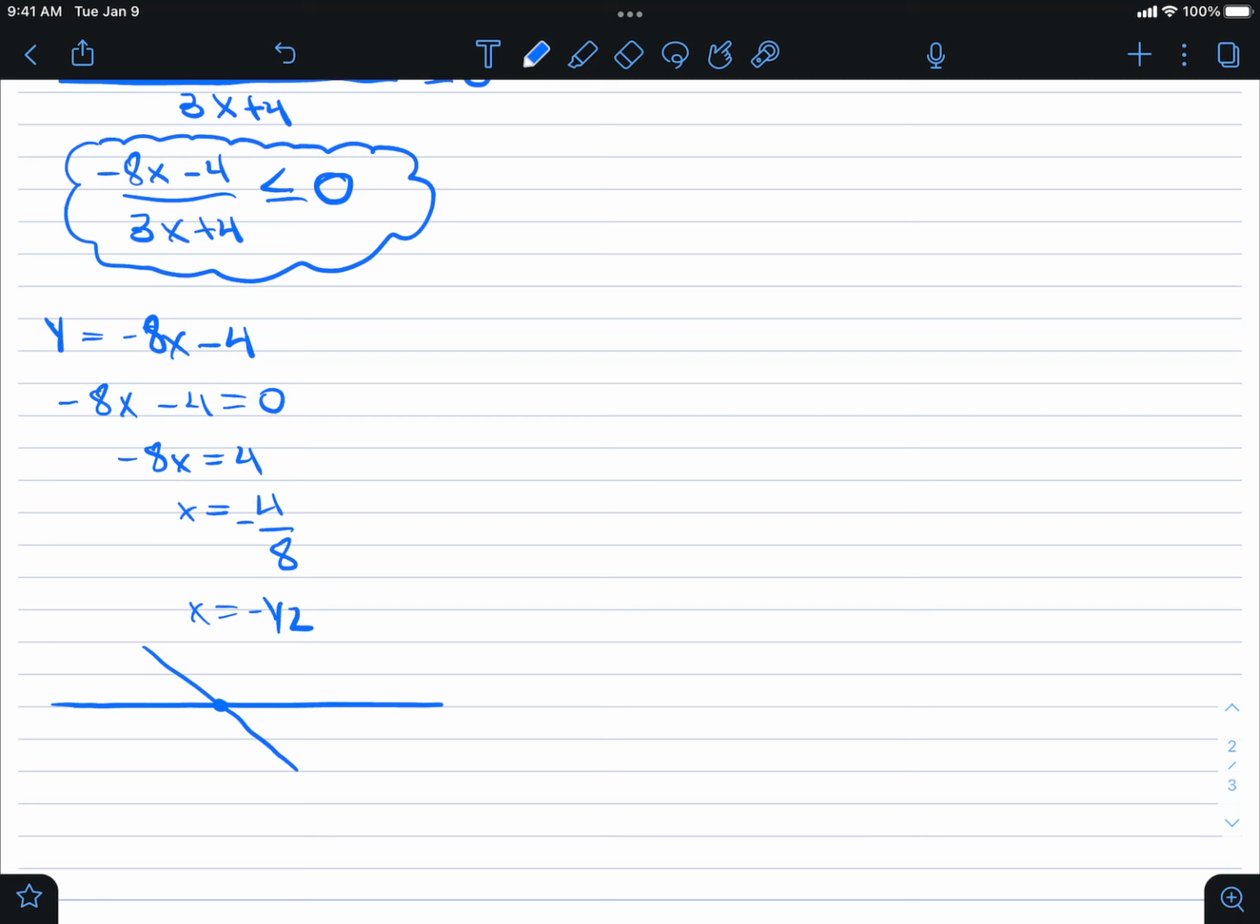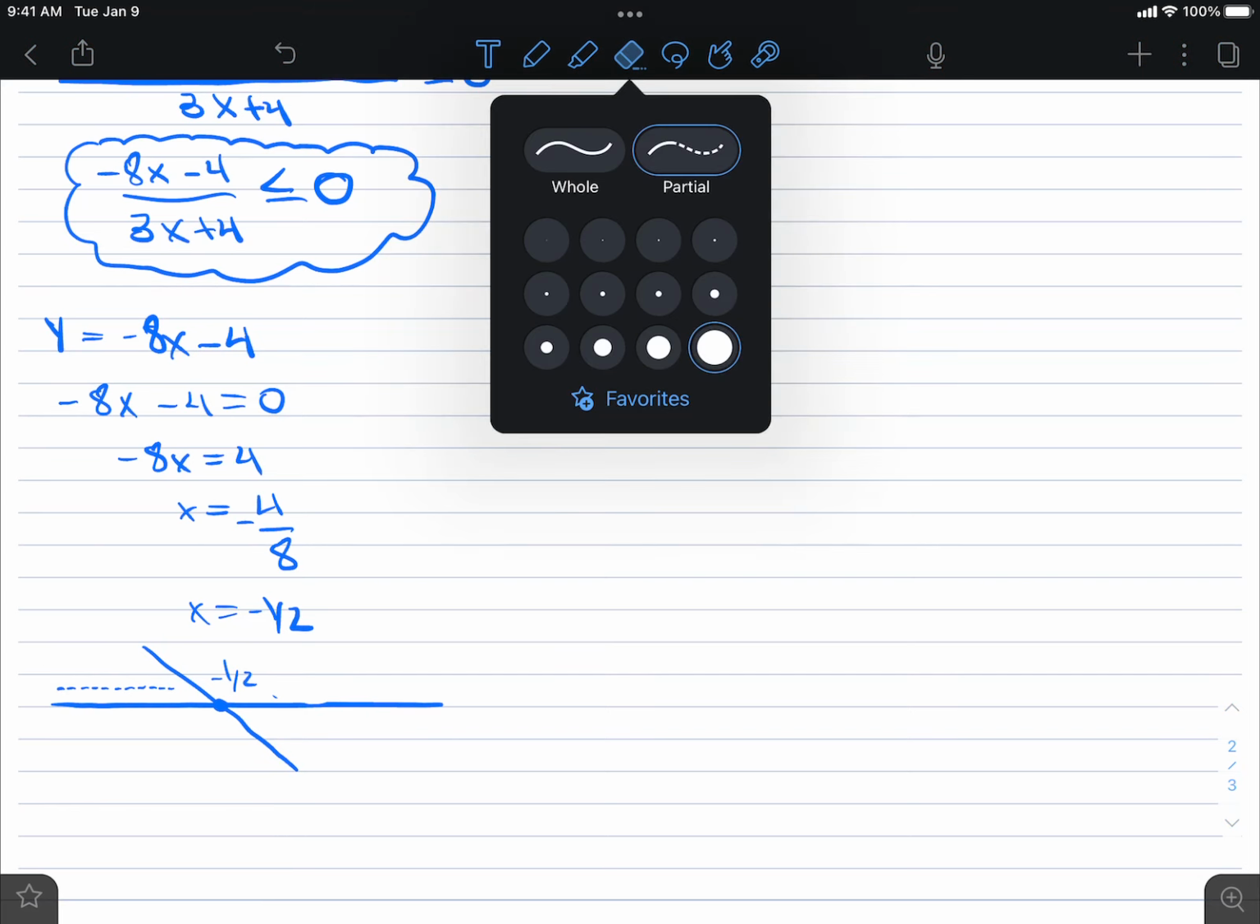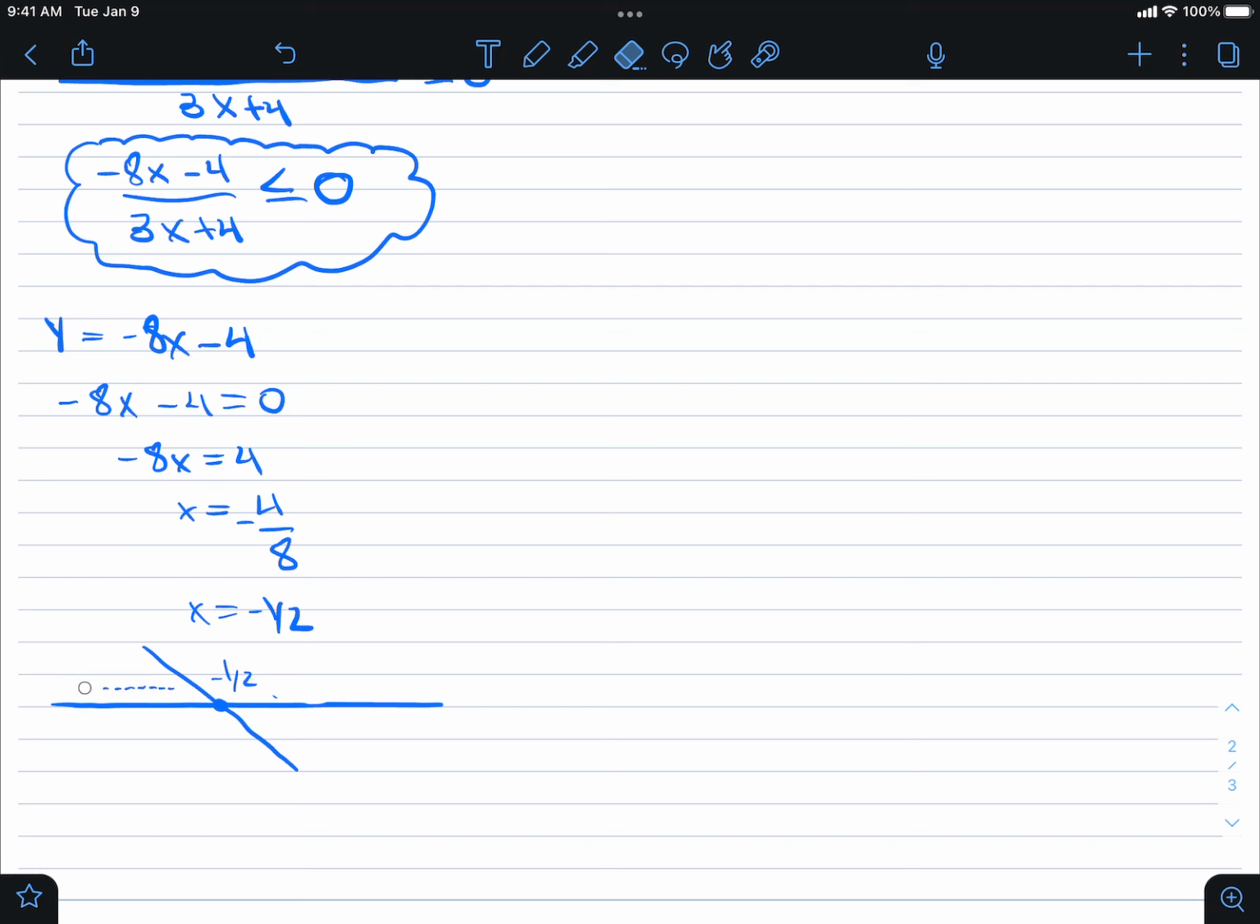at negative 1/2. So that means for every x value to the left, the y would be negative, and for every x value to the right, the y would be the other way around, right? Let me say it again. For every x value to the left, the y would be positive, and that's because the graph is above the axis, right? The graph is above, so we have positive y values, and here we have negative y values because the graph is below.